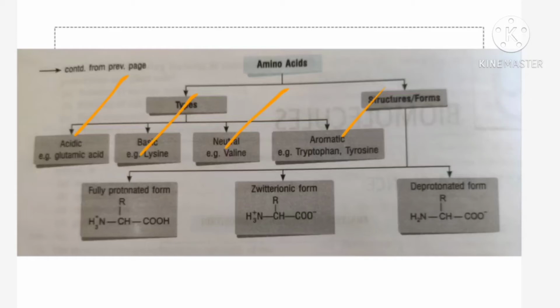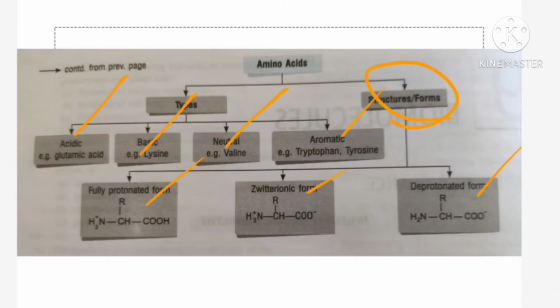Aromatic, what do you mean by the term aroma? Aroma means they have smell, okay. So aromatic amino acids, again, are a type of what? Amino acids. So these are the basic categories of amino acids. Now functional forms: in what form can these amino acids be present, okay? It can be present in 3 different forms. What are the 3 different forms? One is your fully protonated form, second one is your zwitterionic form, and the third one is your deprotonated form.